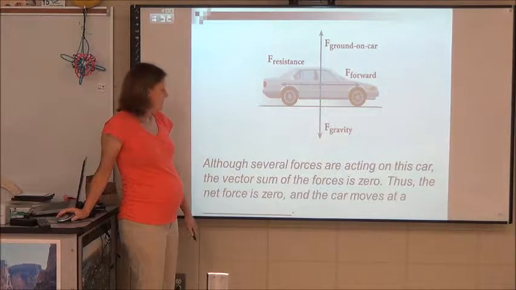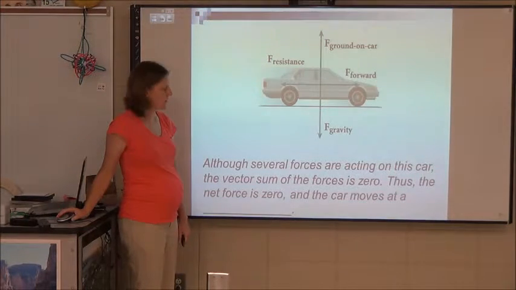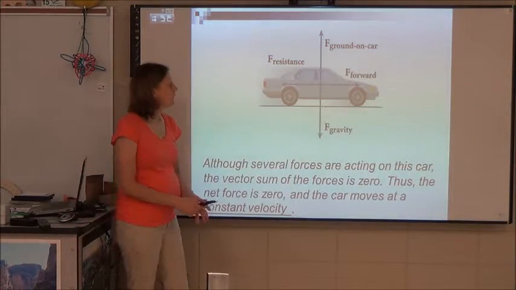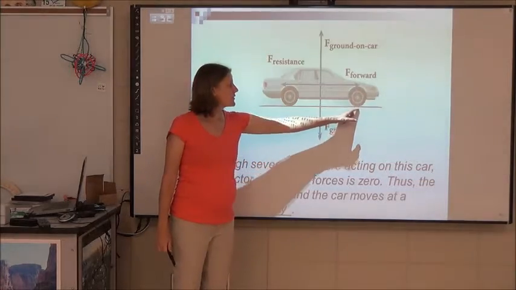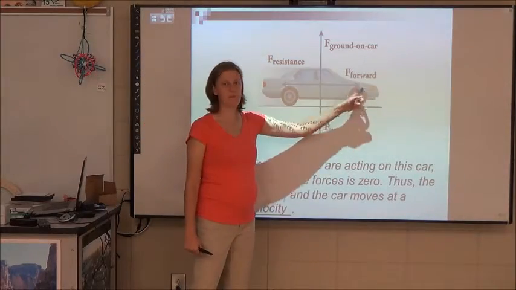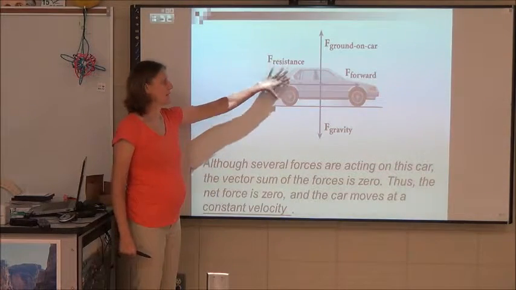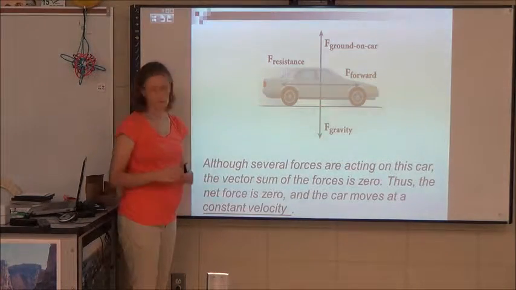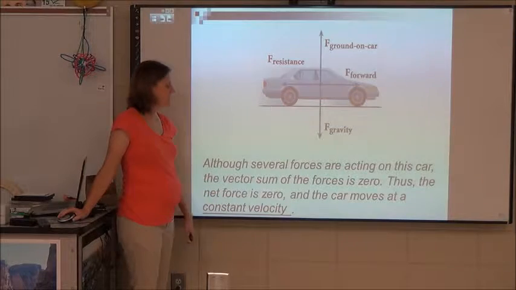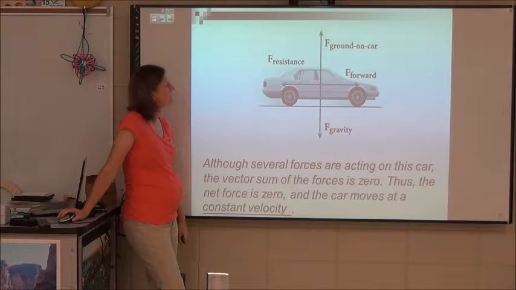Although several forces are acting on this car, the vector sum of the forces is 0, thus the net force is 0 and the car moves at a constant velocity. This forward force, by the way, would be friction with the tires and the ground. If there was no friction, the car would just be spinning its wheels in place, like on mud or ice. And we are bringing up, I guess, some air resistance there. But certainly cars travel without accelerating all the time. You can set the cruise control, move at a constant velocity. Doesn't mean there's no forces acting on the car. They're just all 0 net force.